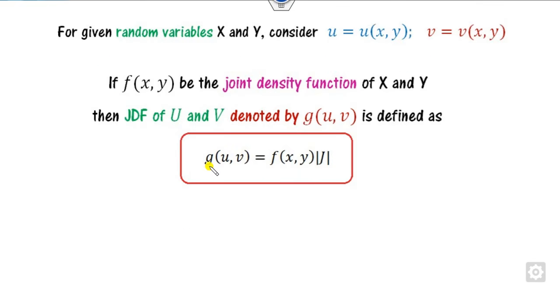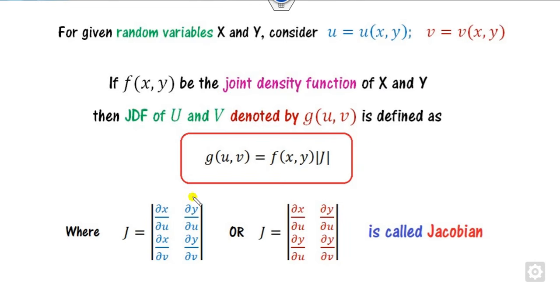You can find the joint density function of u and v by using this relation, where g is called the joint density function of u and v, f is called the joint density function of x and y, and J is called the Jacobian, which is defined like here. You can define the Jacobian either this way, with x in the first column, or you can also define it with x with respect to u, x with respect to v, and then y with respect to u and y with respect to v. That's all depending on you. Either way, this is called the Jacobian.